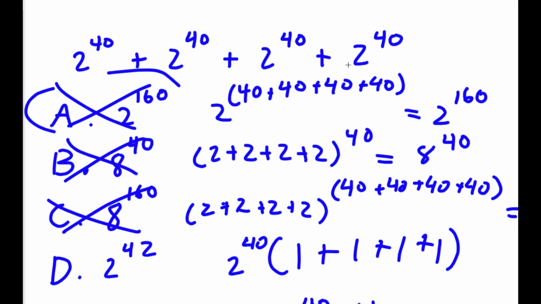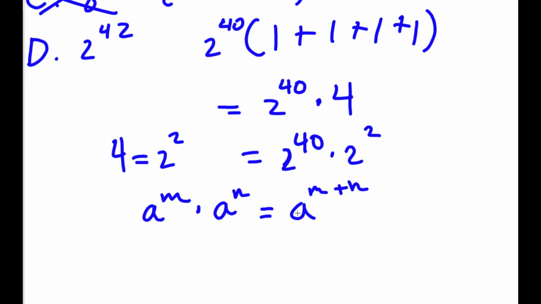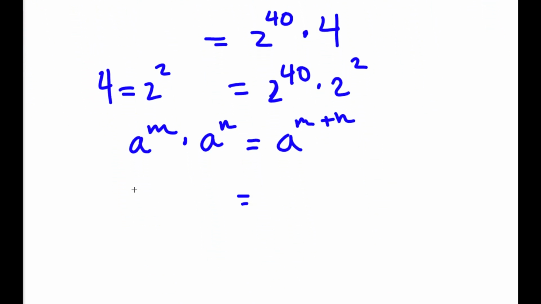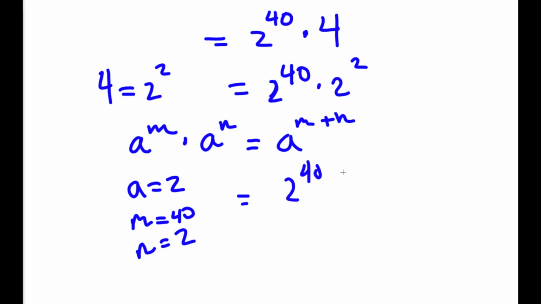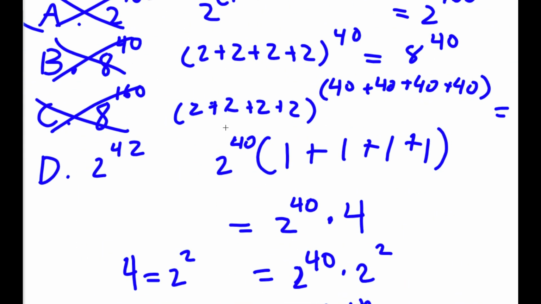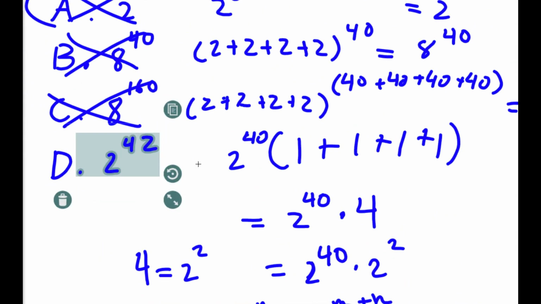But this is for adding all these terms, so that is wrong. So now we can think of a as 2 in this case, m as 40, and n as 2. So now I have 2 to the power of 40 plus 2. And this is equal to 40 plus 2 is 42, so 2 to the power 42. And this is actually the right answer.